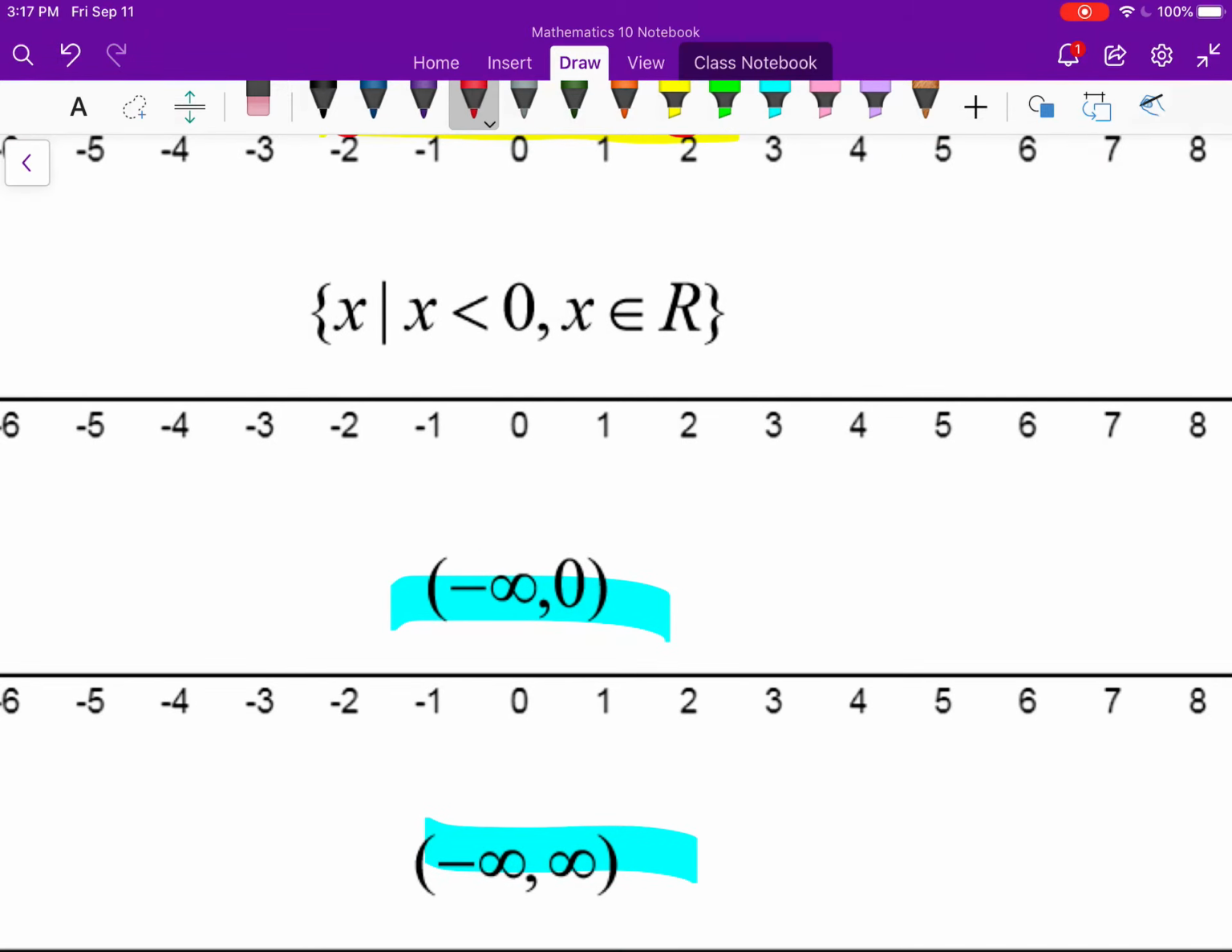Where we have x is less than 0 and x belongs to all the real numbers. All that matters really is that. And the way we read that is x is less than 0. So what does that look like on a number line?